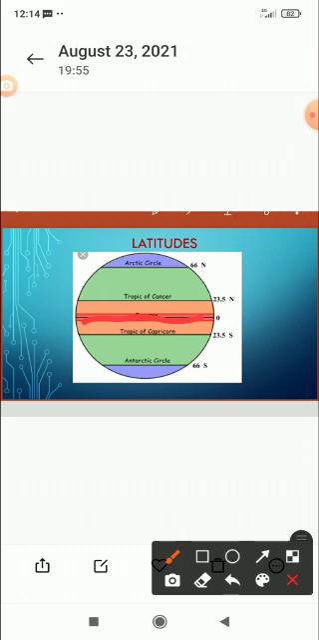Total number of latitudes: 180. Among these, the major latitudes are: 0 degree, called the equator; 23.5 degree north latitude, the Tropic of Cancer; 23.5 degree south latitude, the Tropic of Capricorn; 66.5 degree north latitude, the Arctic Circle; and 66.5 degree south latitude, the Antarctic Circle. 90 degree north latitude is the North Pole, and 90 degree south latitude is the South Pole.